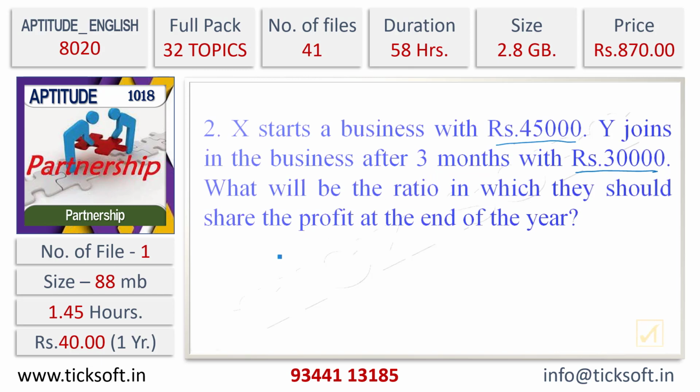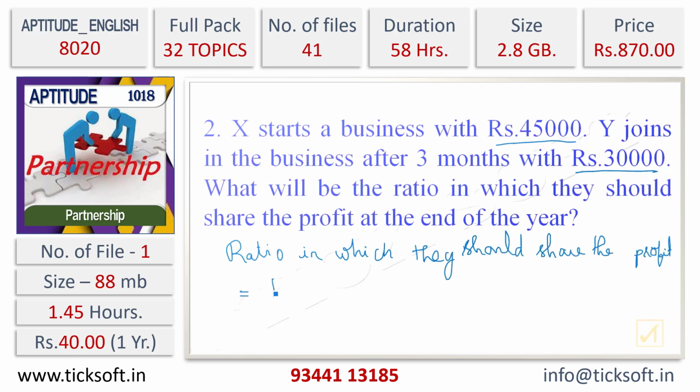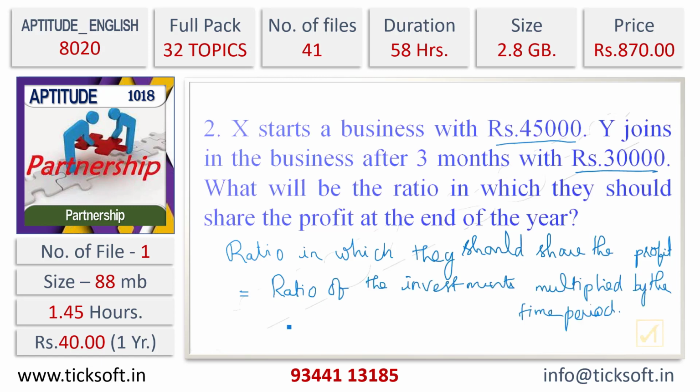So we are going to use the formula AX is to BY. So here the ratio in which they should share the profit is nothing but the ratio of their investment multiplied by the time period. So now we know that the investment of X is rupees 45,000, and we have to find out the share of the profit at the end of the year. So this means the person X invested this amount 45,000 for how many years? Only 1 year. This means for 12 months.